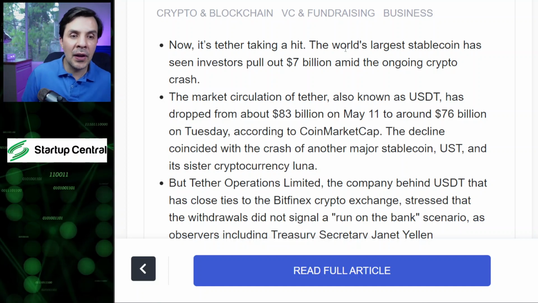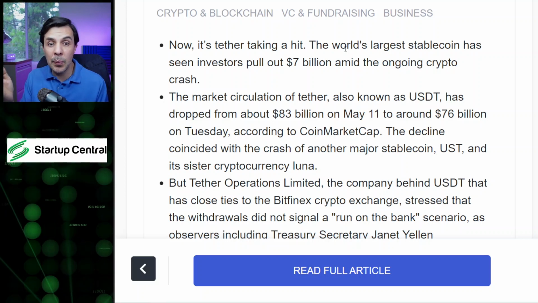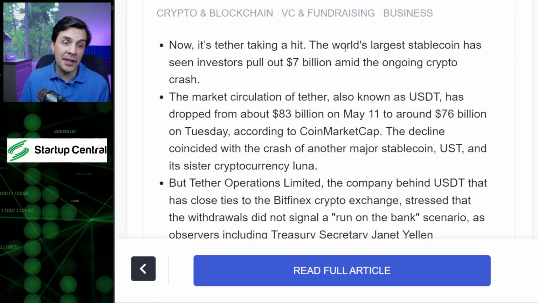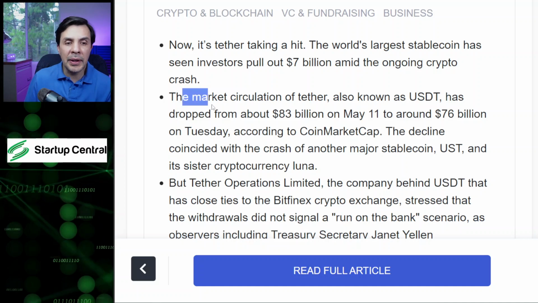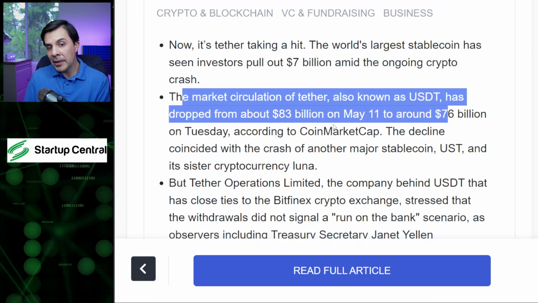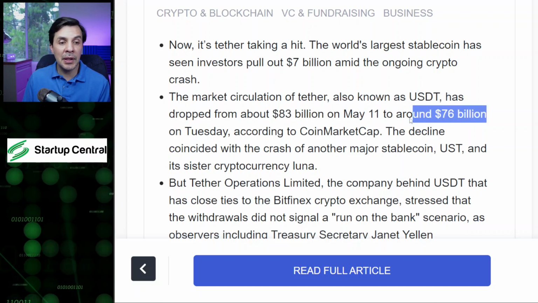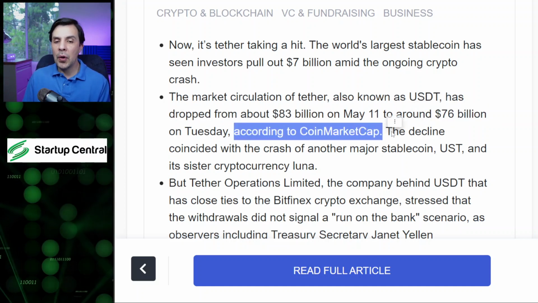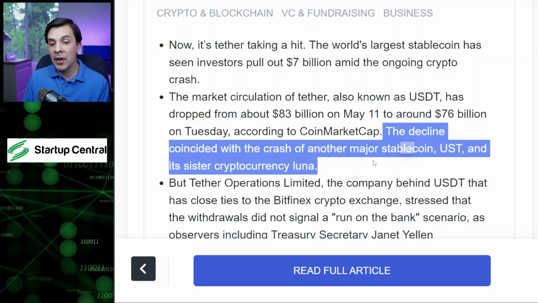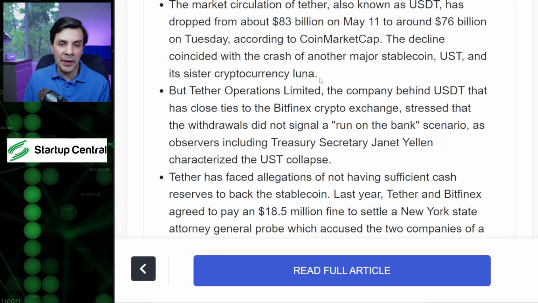So do I think this is going to be happening to Tether? We probably will not be going to 9 cents, but there's a possibility that we could go to 65 cents, which is the amount of hard cash that USDT has. Now, let's continue reading. The market circulation of Tether, also known as USDT, has dropped from $83 billion, which we just saw on that graph, on May 11th to around $76 billion on Tuesday, according to CoinMarketCap. So we just actually saw that on the graph. The decline coincided with a crash of another major stablecoin, UST, we know that, and its sister cryptocurrency Luna.